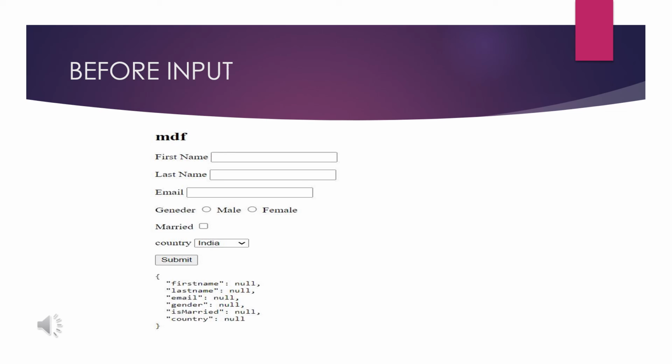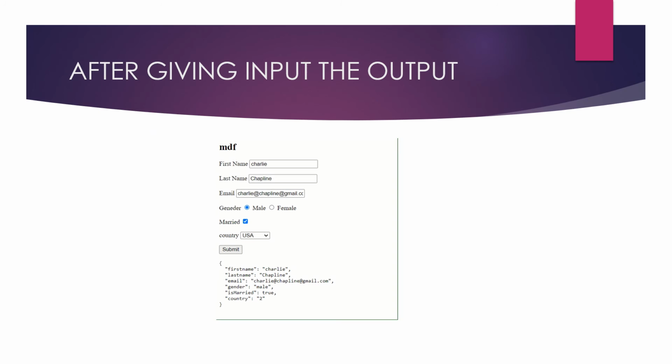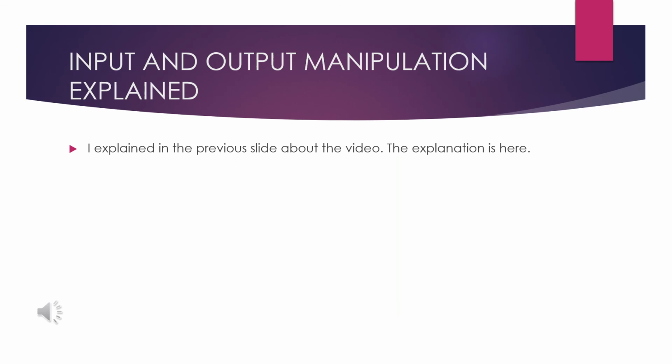So this is my input. Before my input, I have the form, with first name, last name, email, gender, everything given. If you see the result, everything is null. So this is the output.